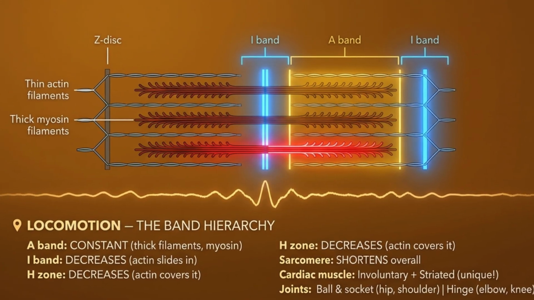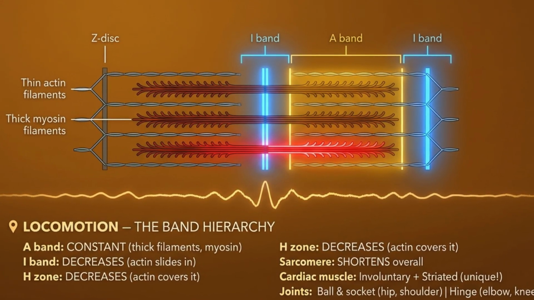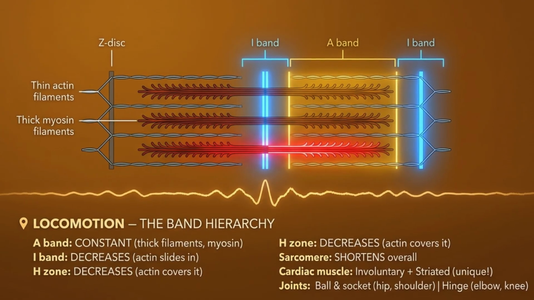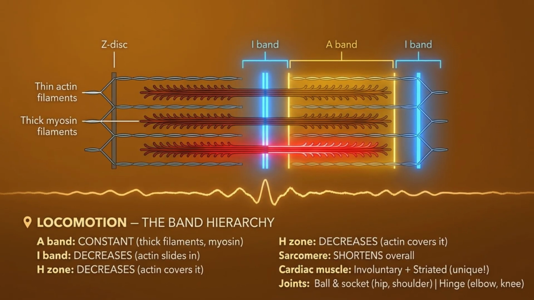Locomotion and movement, Chapter 20. Students underestimate this one. The sarcomere band question is evergreen. Let me give you the hierarchy. A band, constant. The thick myosin filaments don't change size. This band stays the same. I band decreases. The actin slides inward, reducing the I band width. H zone decreases or disappears. Actin covers the central region where only myosin was. Overall, the sarcomere shortens.